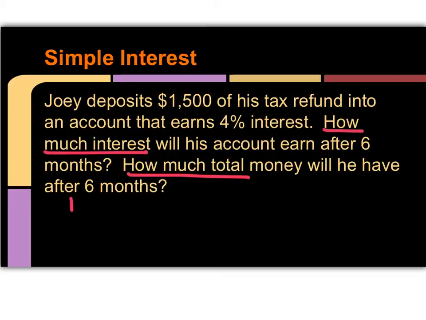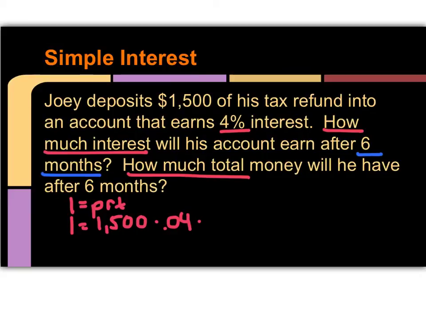Let's see how much. So we're still with I equals PRT. The money he started with is the money that he deposited, which is $1,500. It was at a rate of 4%, so that's 0.04 as a decimal. But this time, it's for 6 months. And what did we say time has to be in? Yep, years. So what is 6 months of a year? Yep, half of a year, or 0.5 of a year.